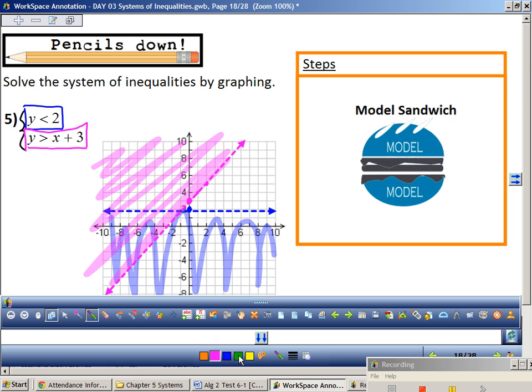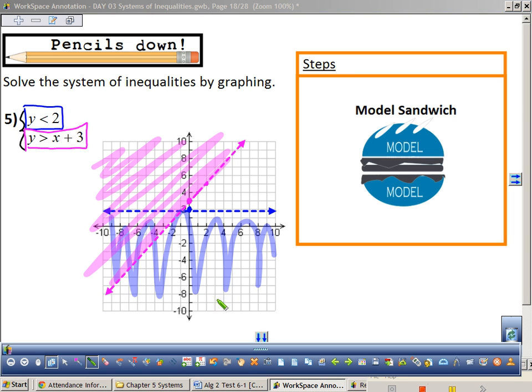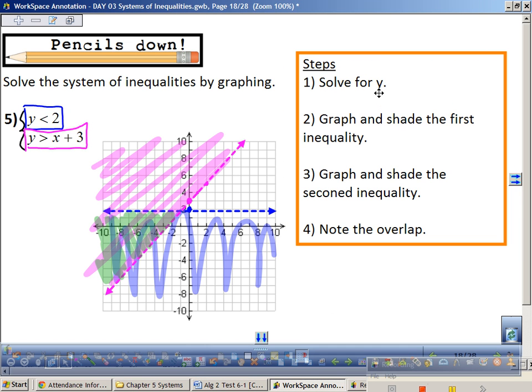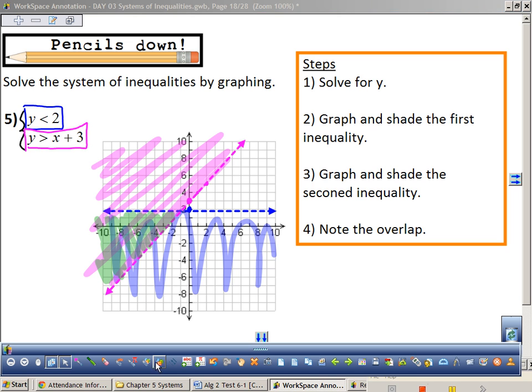Now we need to talk about the intersection of the shading. The intersection is right here, so my solution lies where all the green is. Here were my steps. Solve for y, graph and shade the first inequality, graph and shade the second inequality, note the overlap. That's where our solution is. Questions?